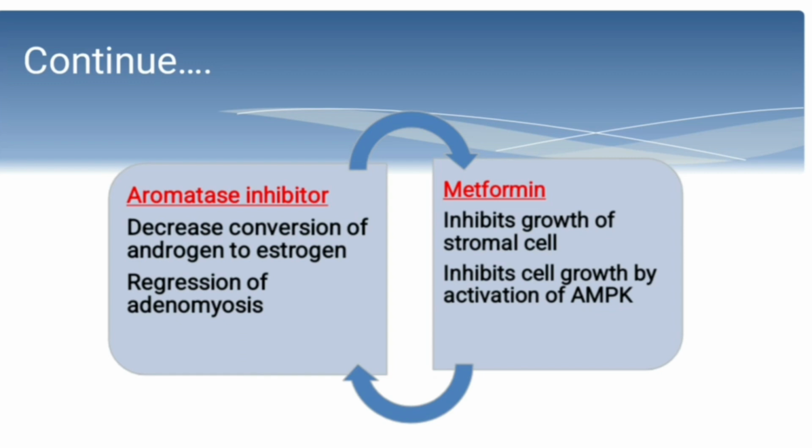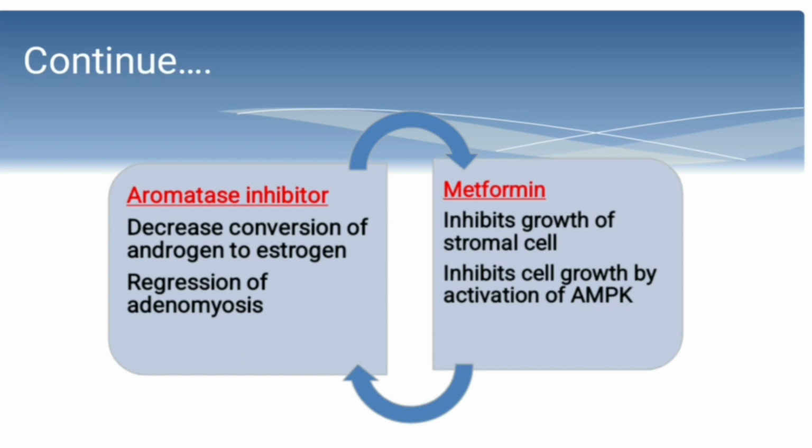Aromatase inhibitor, commonly letrozole, causes decreased conversion of androgen to estrogen, and it also causes regression of adenomyosis. Thus, it decreases the volume of adenomyotic tissue of the uterus. Along with GnRH, when it is used, it decreases volume and causes pain relief.